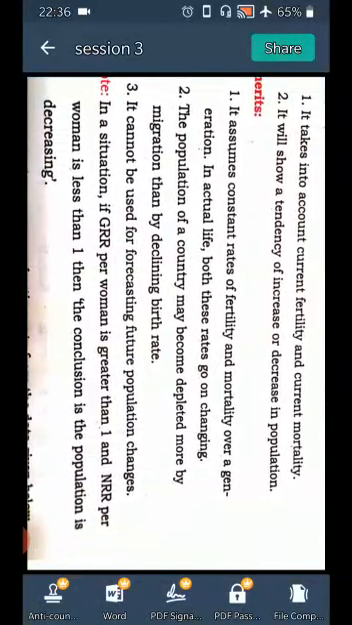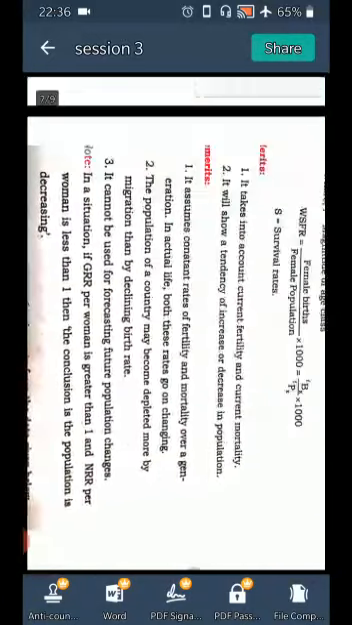See, there is one particular note. If GRR per woman is greater than 1 and NRR per woman is less than 1, then the conclusion is that the population is decreasing. If GRR is more and NRR is less, we come to the conclusion that the population is decreasing.